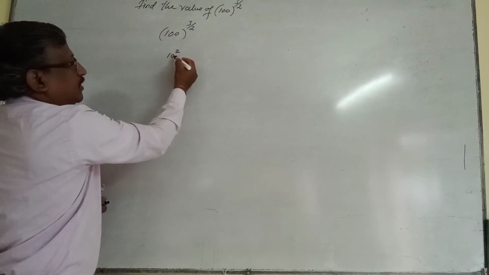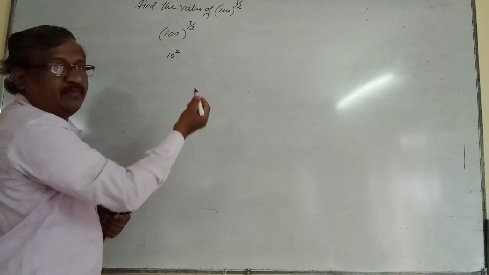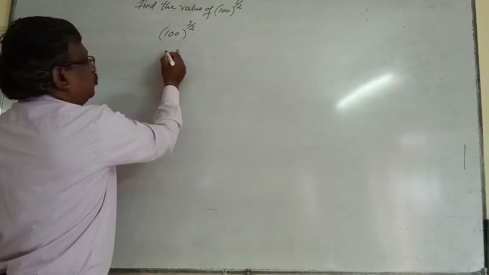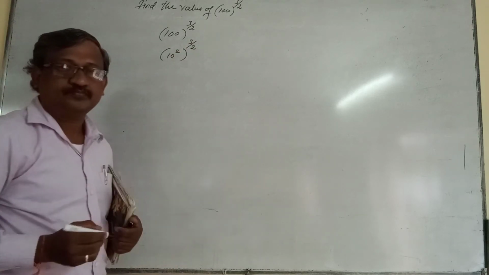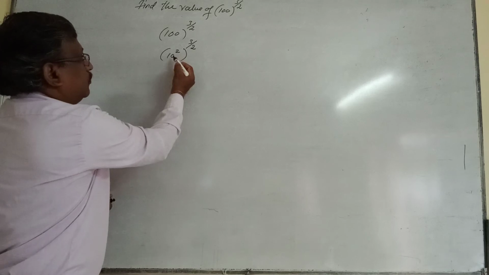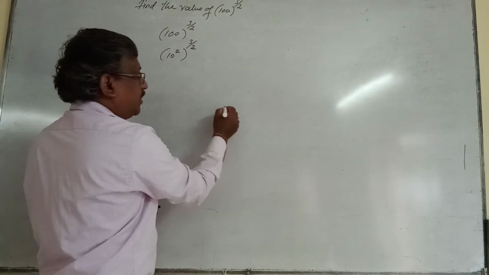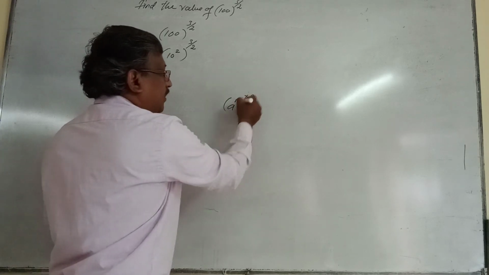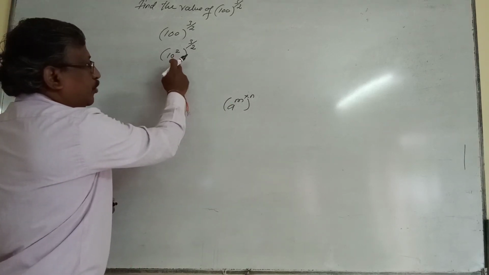So 100 is nothing but 10 square. This is what is called splitting the value or writing the same value in another form. So 10 raised to 2, that whole raised to 3 by 2. Now here I can apply the third rule. What the third rule says: if it is a raised to m, that whole raised to n, at that time we have to multiply the index. So I can apply this rule over here.